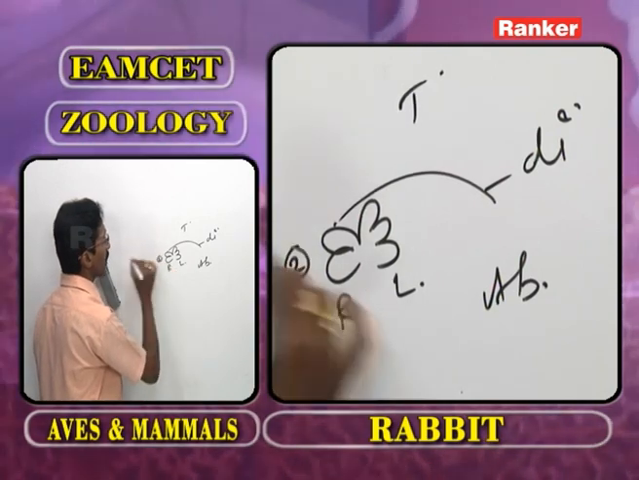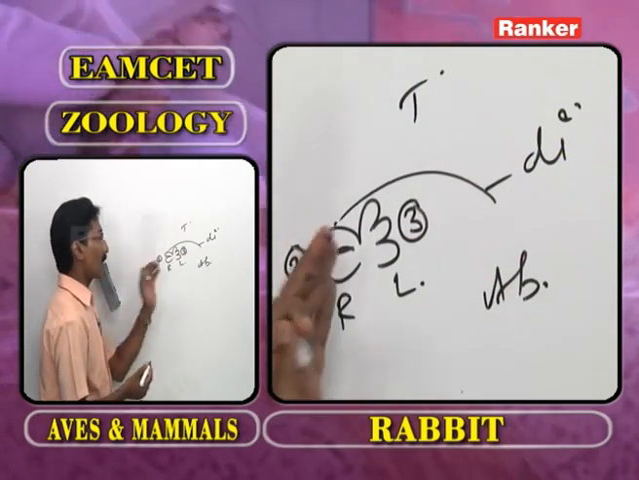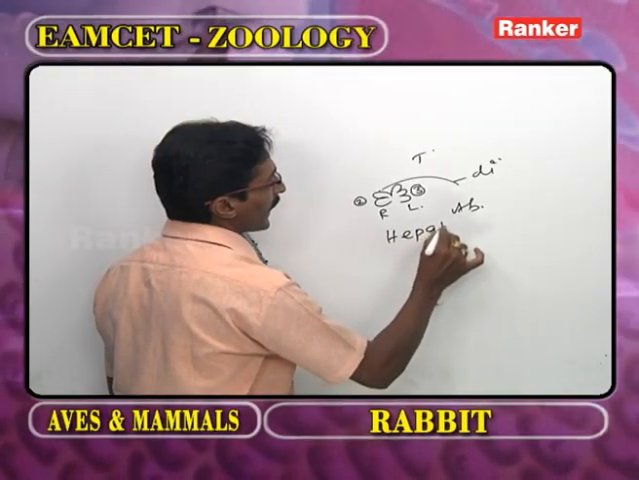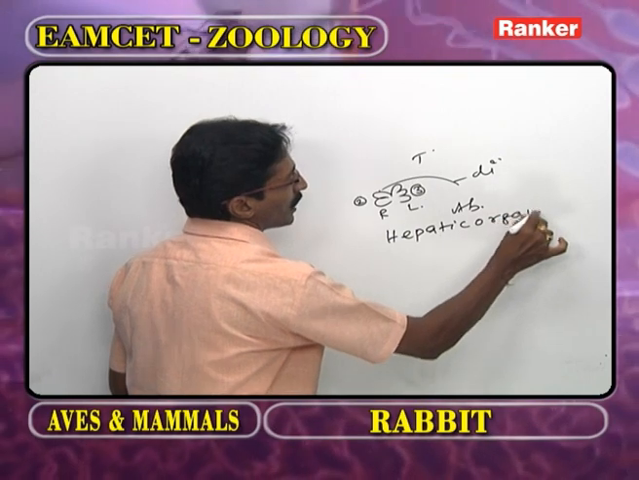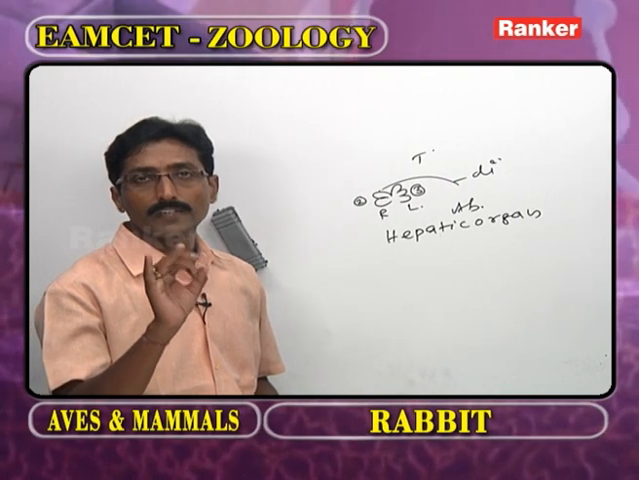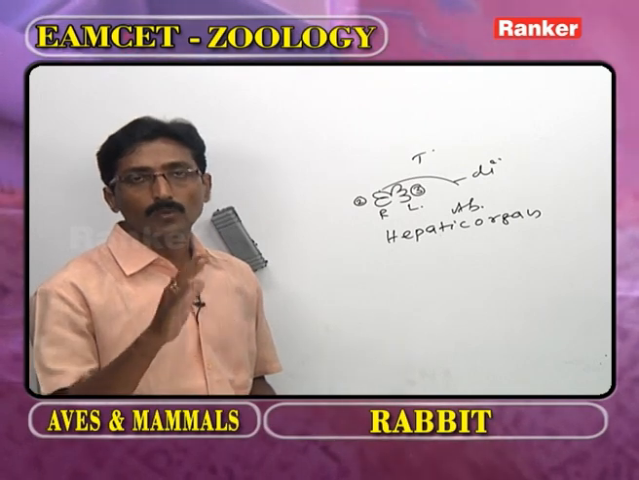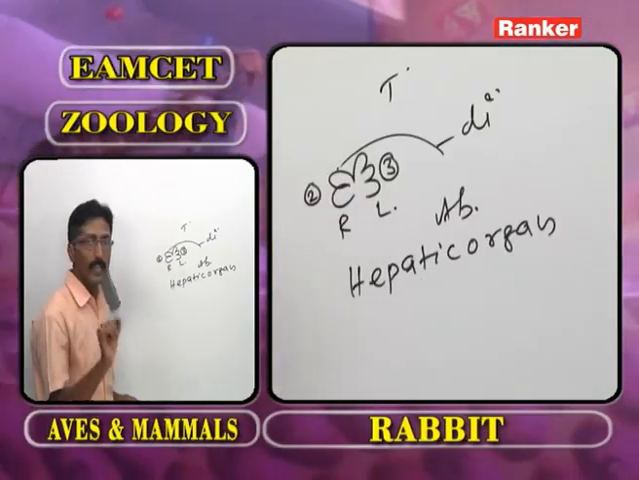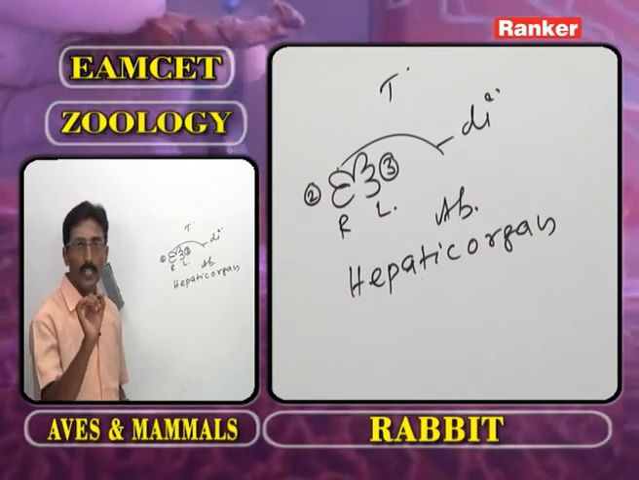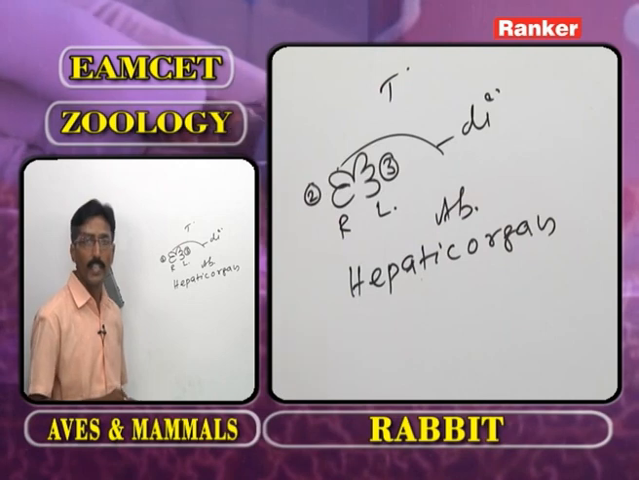On the right side, how many lobes? 2 lobes. On the left side, how many? 3 lobes. Total number of lobes in the liver, 5. The liver is also called hepatic organ. Now in all vertebrates, what are the vertebrates? Pisces, amphibians, reptiles, aves, mammals including man. In all vertebrates, only the liver has the limited power of regeneration. Suppose if a part of liver is cut off, again it is regenerated.